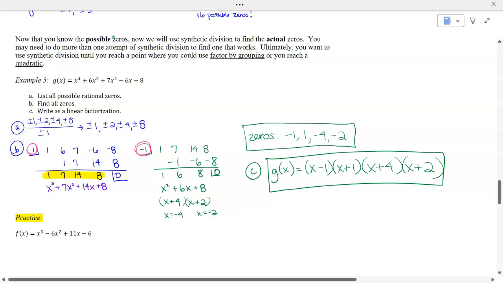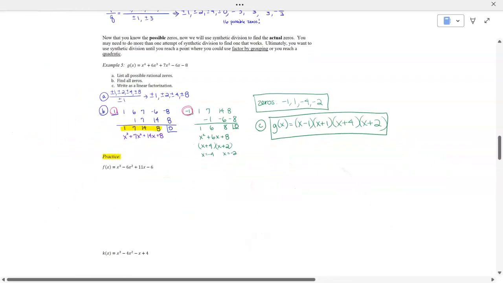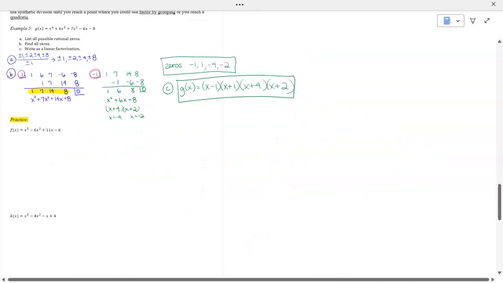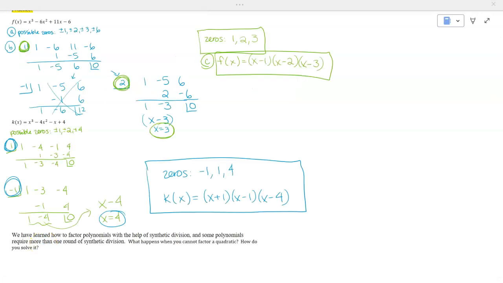Now, if I multiplied all of these factors together all the way out, I would end up with what I originally started with. Okay, so I want you all to practice this next problem and then come back and check your work. If you need to pause this to check your work, you can do that, but there are a couple of things that I want to point out.